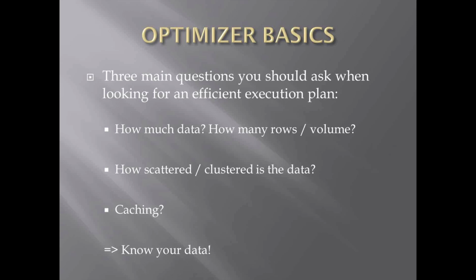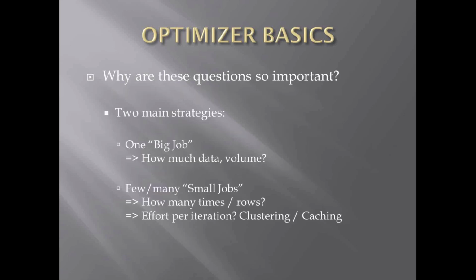And the third one is potentially if you have an idea about how well the data might be cached in the buffer cache which Oracle maintains. So these three questions are the crucial ones. And why are these questions so important? Because there are basically two main strategies that the optimizer can take. One is about trying to basically do everything in one big job. There you have, of course, the question, how big is this job, which is primarily driven by the question, how much data, how much volume.